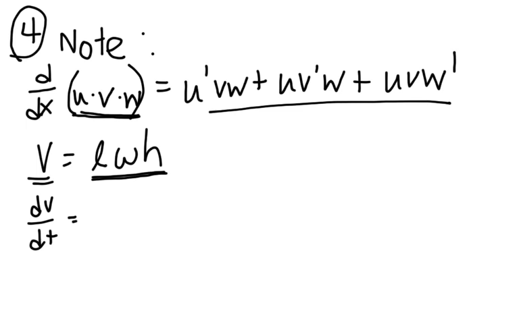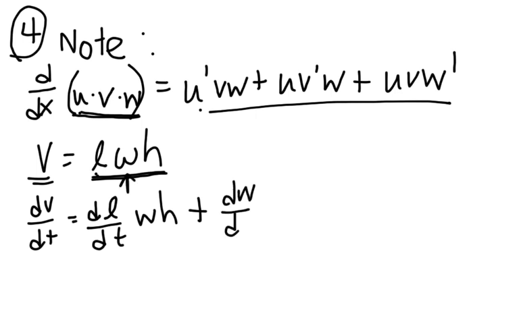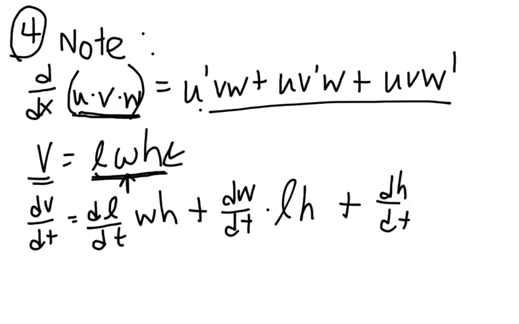And instead of doing primes, since I'm doing it with respect to time, I want to make sure to do it with the dL dt, which would be the derivative of the first factor in my product, times WH, the other two, just normal, plus the derivative of the second factor in my product, dW dt, times just the other two, normal, plus the derivative of the last factor in my product, dH dt, times the other two, LW. And that's the answer.